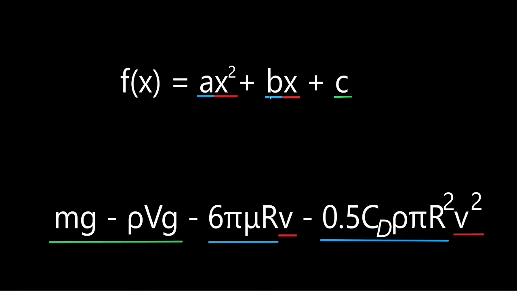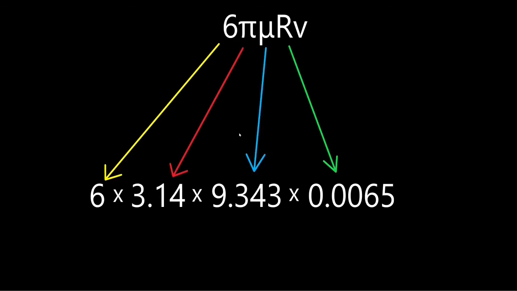Then, let's take on the B times x. This is the force caused by viscosity. It is 6 times pi, which is 3.14, times the viscosity of the liquid. In our case, it's 9.343 Pascal seconds, times the radius, which is 0.0065. And the v is our variable.